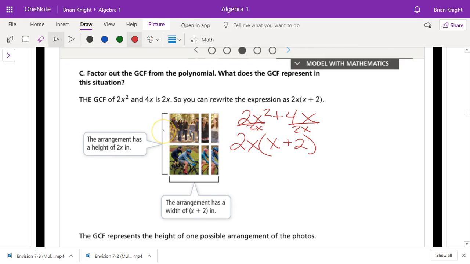Now, what is my arrangement? You have 2x here, and then you have down here, x plus 2. So it's not a straight rectangle, but it's a little more conserving of the space. Because remember, we're making a brochure, right? So brochures are kind of limited on their width space, but they can go up and down. Is that making sense? Okay.